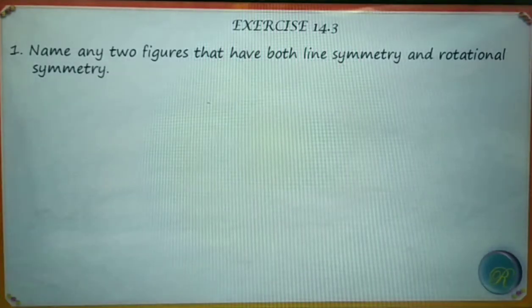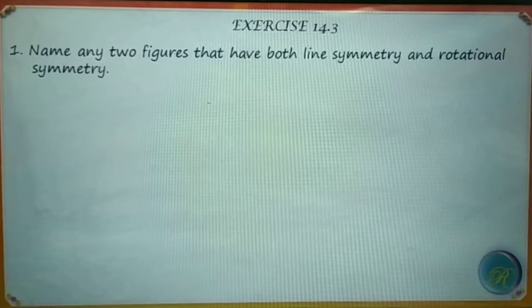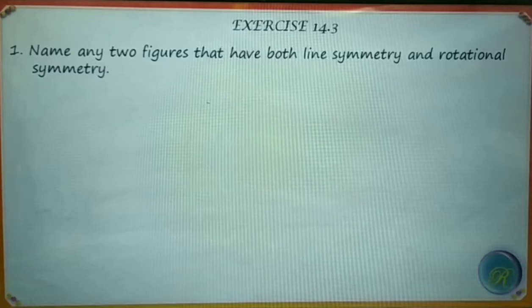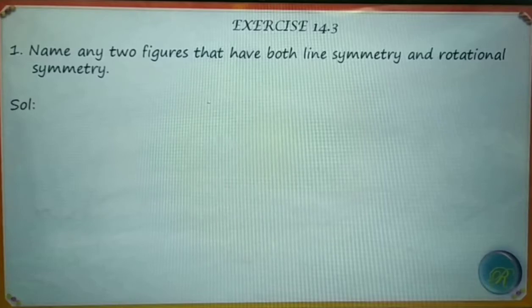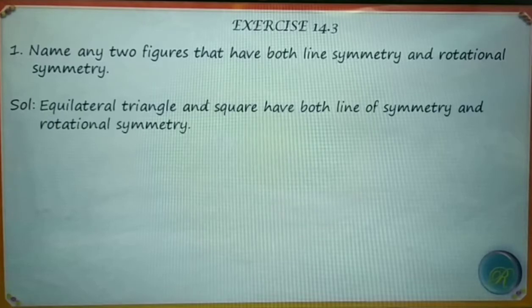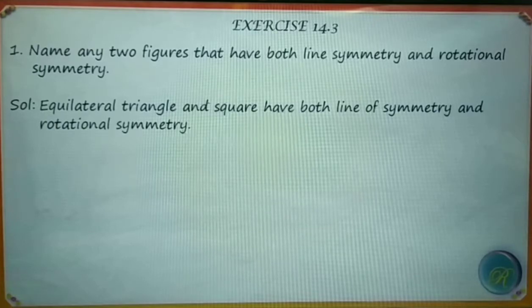Exercise 14.3. Question number 1. Name any two figures that have both line symmetry and rotational symmetry. Solution. Equilateral triangle and square have both line symmetry and rotational symmetry as shown in the following figure.